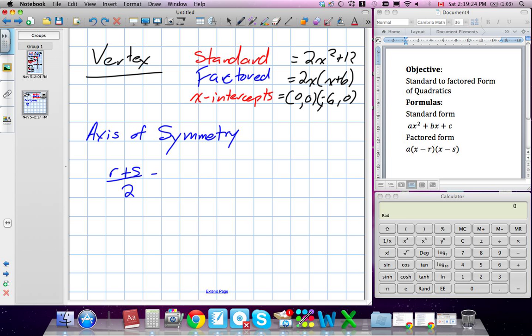Now, our r and s values are going to be the x values of our x-intercepts. So here's r and here's s. It doesn't matter which you name r or s. You just choose, and you'll still get the same answer. So our first r value is 0, and our s value is -6. So we plug those into the equation: 0 plus -6, divided by 2, is equal to our axis of symmetry, our AOS. So what is 0 plus -6? -6 over 2, which is equal to -3. So our axis of symmetry, our AOS, is equal to -3.